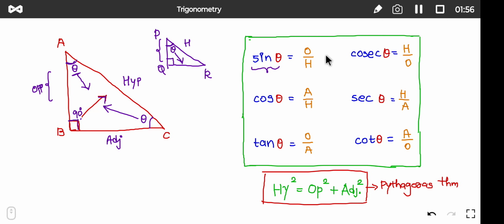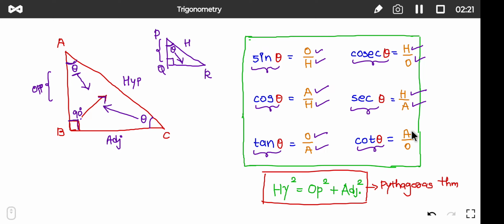Sin theta is opposite upon hypotenuse, and the reciprocal of sine, which is cosec, is hypotenuse upon opposite. Then second is cos theta. Cos theta is adjacent upon hypotenuse, and the reciprocal of cos theta, which is called sec theta, is hypotenuse upon adjacent. Then tan theta is opposite upon adjacent. The reciprocal of tan theta, which is cot theta, is adjacent upon opposite.